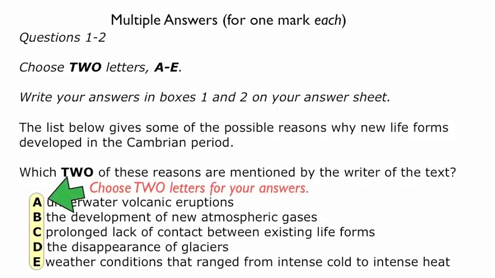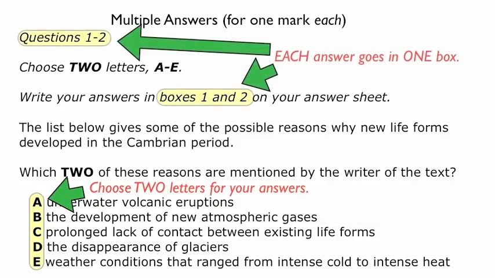The next type is multiple answers for 1 mark each. For this type of question, you'll again select 2 letters from a list of options. However, each answer goes in a single box.